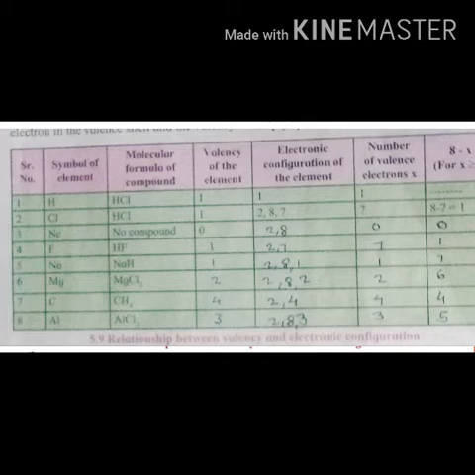Now observe the column which shows valency of the element and the last one which shows the value of 8 minus X. It shows that when the number of valence electrons in an element X is 4 or more than 4, then 8 minus X matches with the valency of that element. 8 minus X electrons are used to complete the octet.